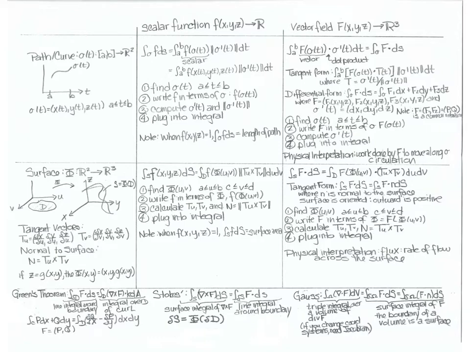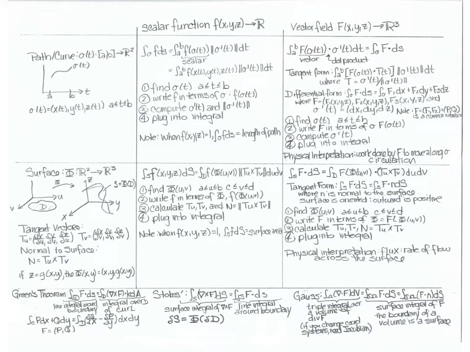As you can see, I have divided it into a matrix. So over here on the first row are our path integrals. The second row are our surface integrals. And then in this column here, we're talking about our scalar functions. And in the rightmost column, we have our vector field functions. We will start in the first row, which concerns paths and line integrals.